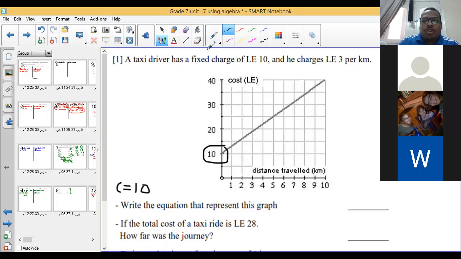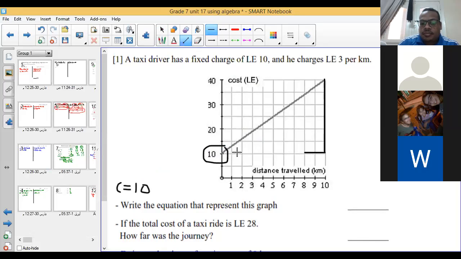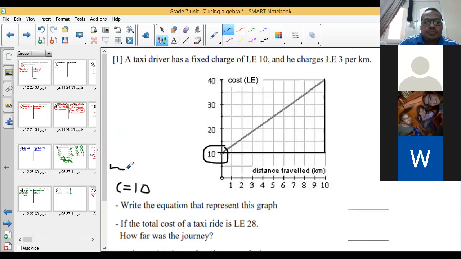I want m. If I want m, I can make a right angle triangle like this. And m equals change in y over change in x. Like what? Like 40 minus 10 for y, over the change in x.